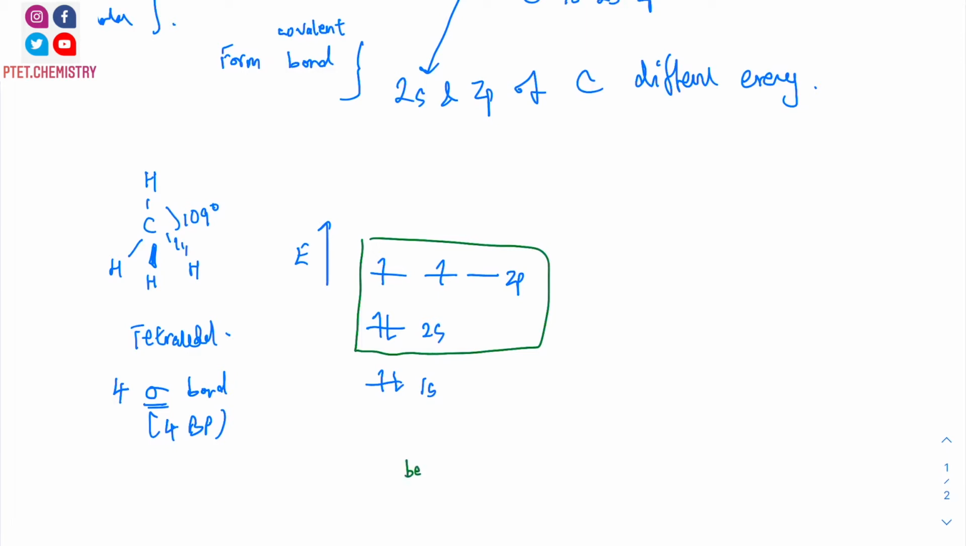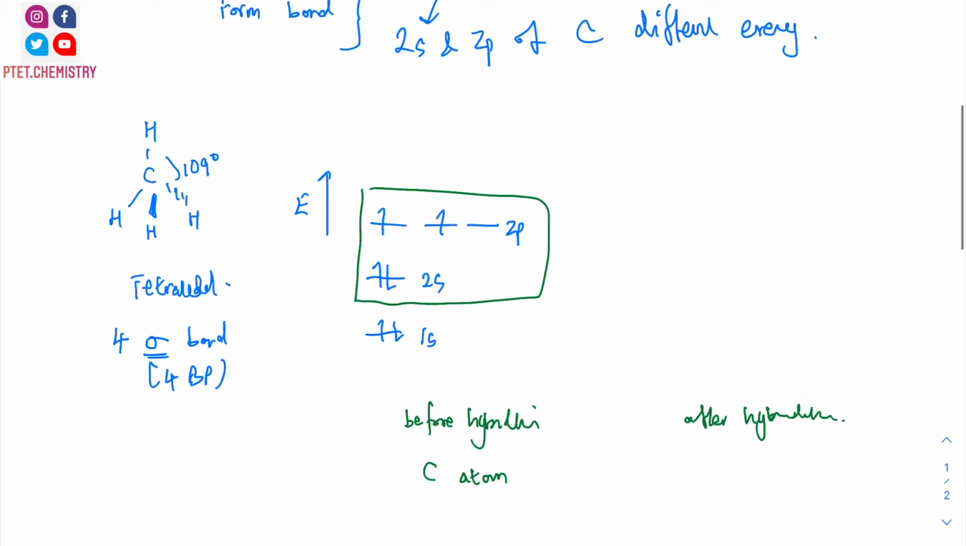So this is before hybridization. This is just the carbon atom, all right? So what does it mean by hybridization? Hybridization means you are going to mix the orbitals. Why would you do that? Because they're of different energy and you want them to average out to the same energy before you actually use it to form the bond.